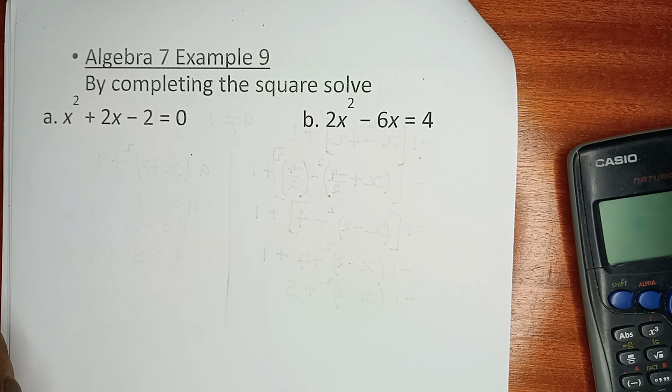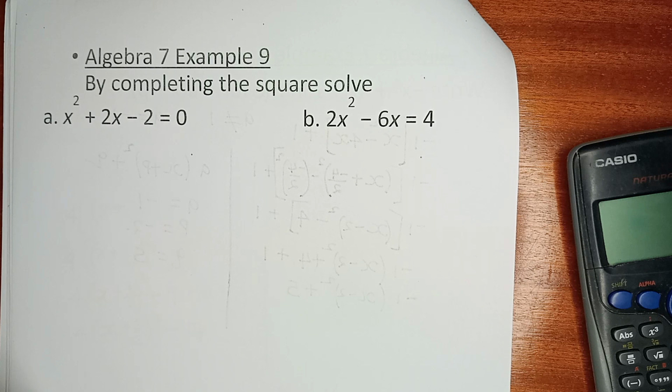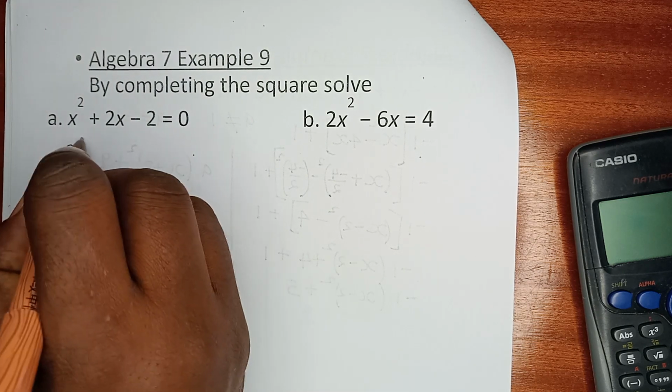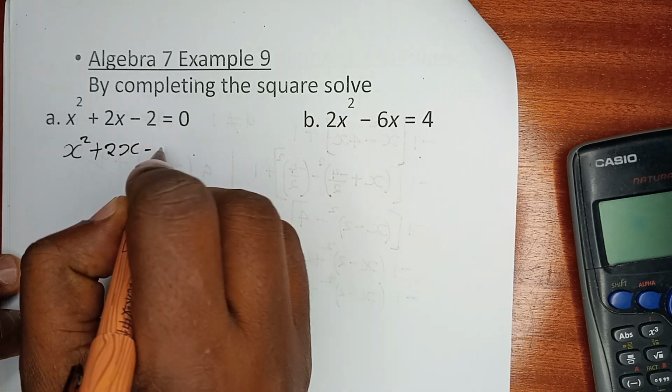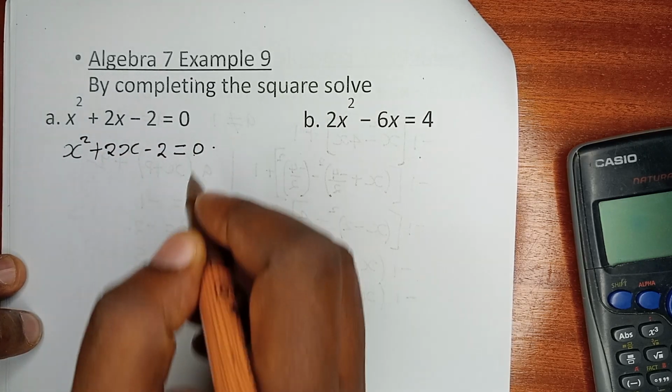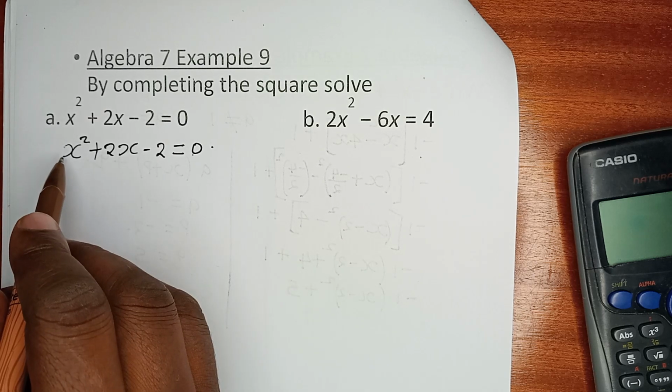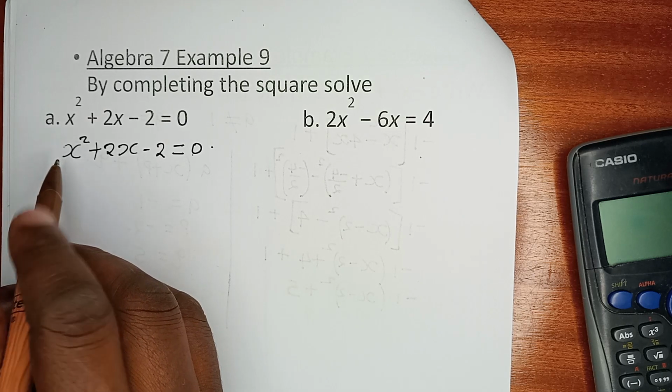Now that we have learned how to complete the square, we want to do some practice on how to solve quadratic equations using the completing the square method. This is seen in example 9, algebra 7, part A and part B. Part A has x squared plus 2x minus 2 equals 0. The coefficient of x squared is 1, so we are good to go.